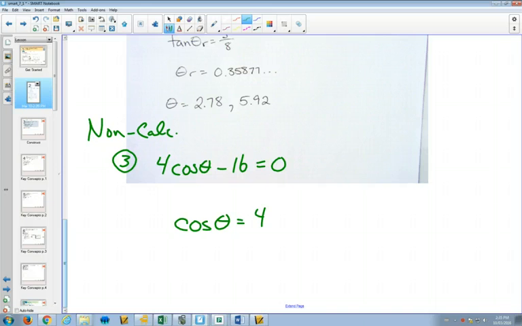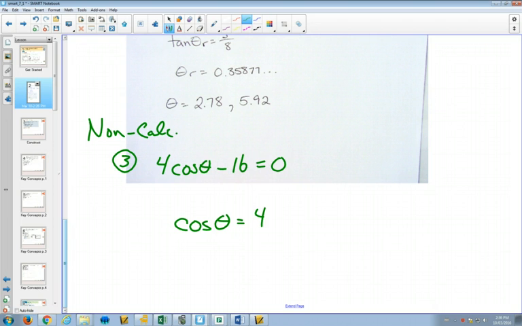Now, when it's a non-calculator question, you're expecting a value that's on your pi plate, something that you recognize. So you're expecting something like 1/2 or root 3 over 2 or 0 or 1. So this question sometimes throws you off for a moment on a non-calculator question because 4 is not on your pi plate. It's not one of the values. So you're like, well, maybe I'll draw a picture.